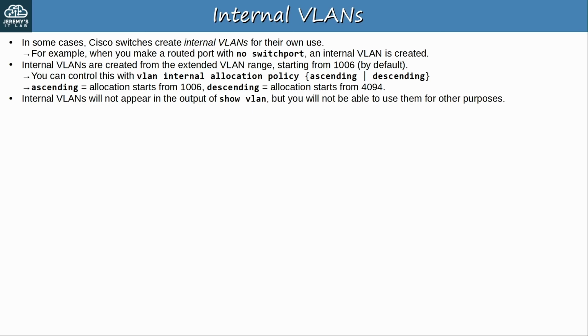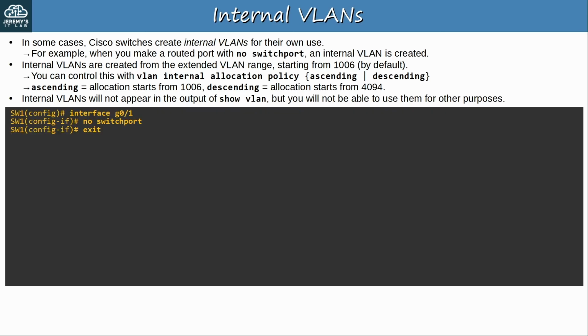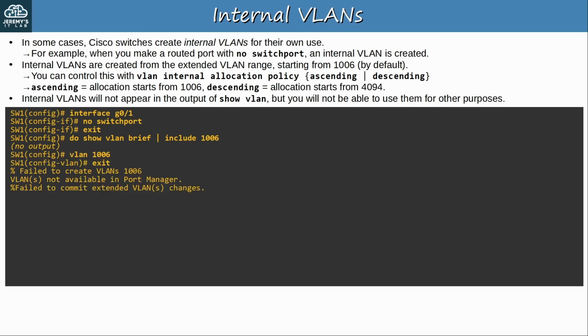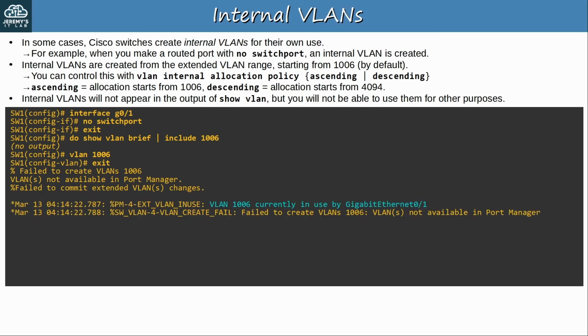Let me demonstrate that. On switch 1's G0/1 interface, I used no switchport to make it a routed port. Then I used show vlan brief | include 1006, and there is no output. However, when I try to make VLAN 1006, it fails, displaying a few error messages. Some syslog messages are shown too. Notice that it says VLAN 1006 is currently in use by GigabitEthernet0/1.